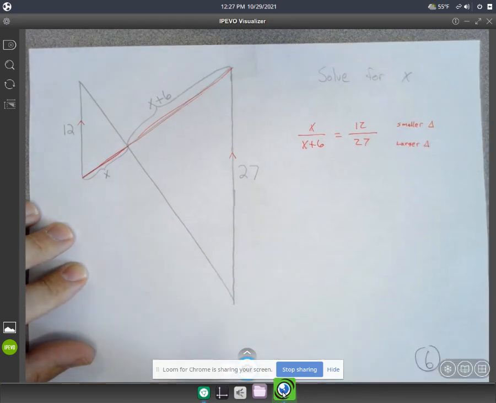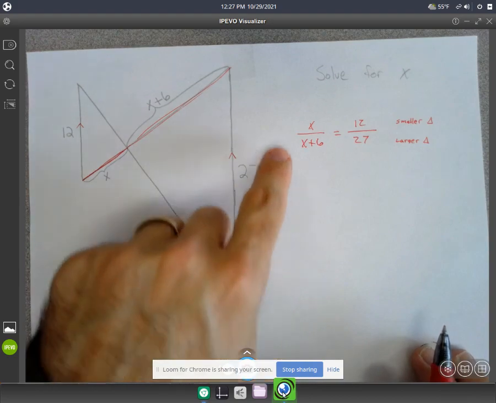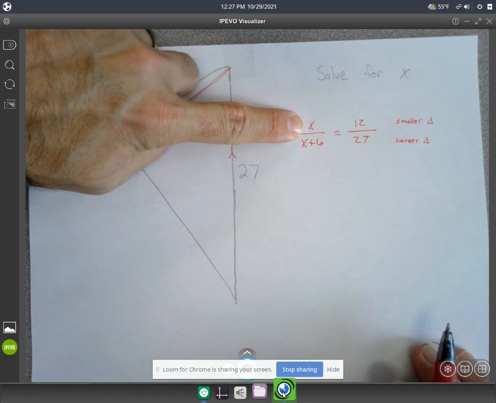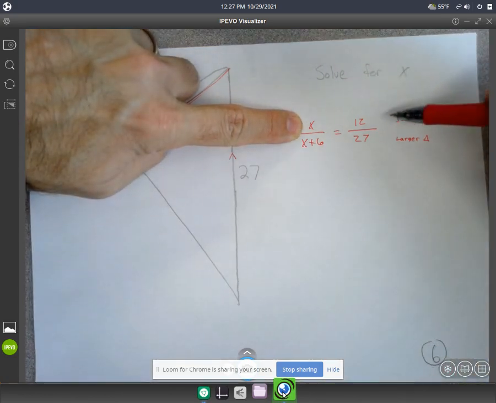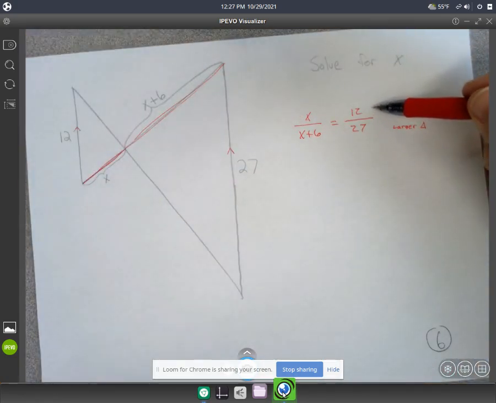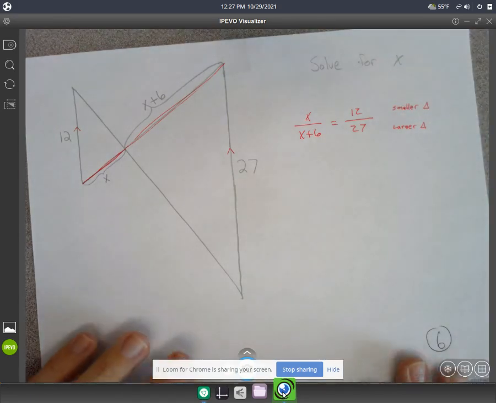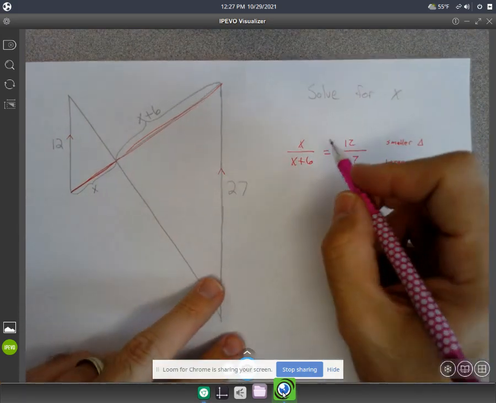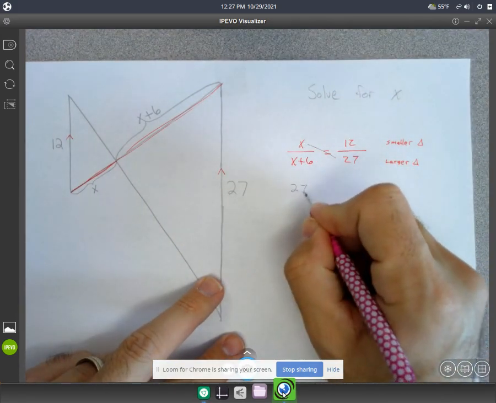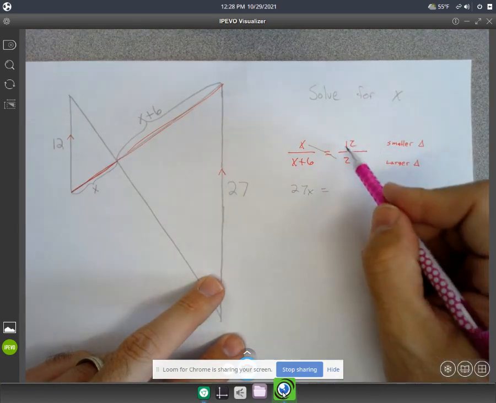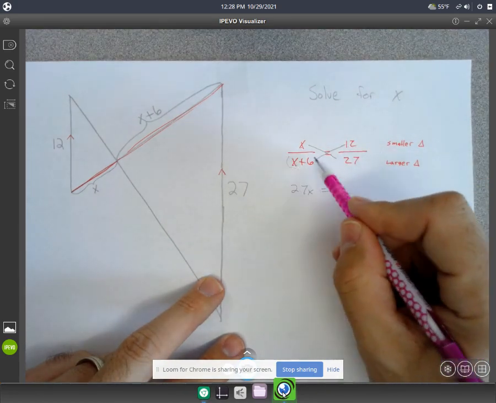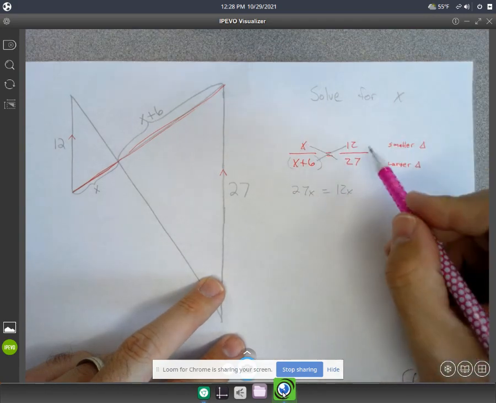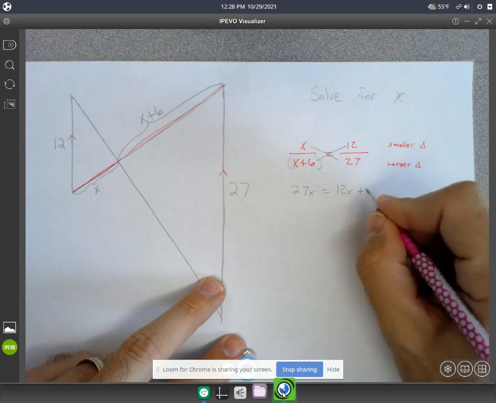So you wouldn't want to put the short side of the little triangle here and then the large side of the larger triangle up here. That's my setup, and I'm going to cross multiply in order to solve it. x times 27 will give me 27x, and then it's going to be 12 times this entire thing right here. So I have to do 12 times x, which is 12x, and 12 times 6, which is 72.